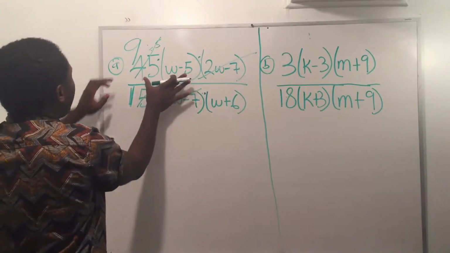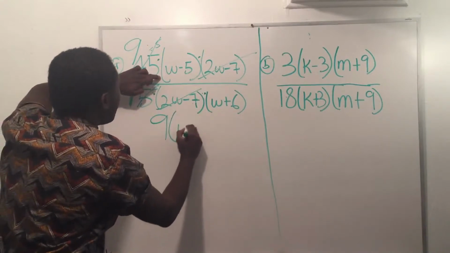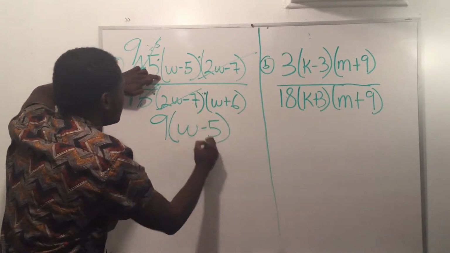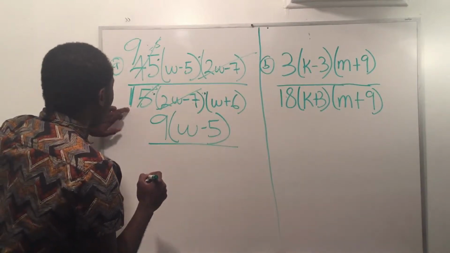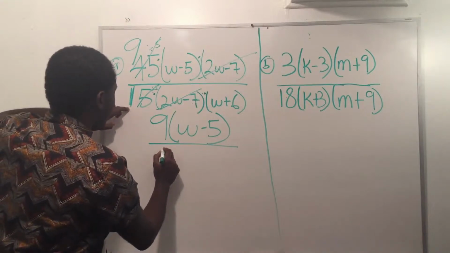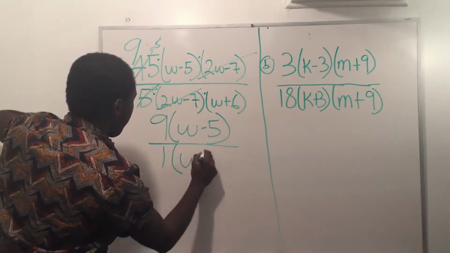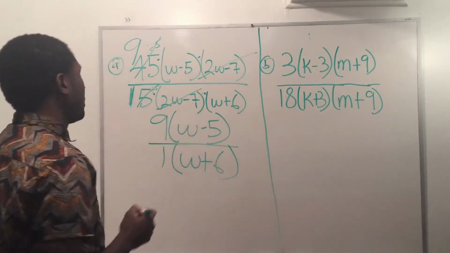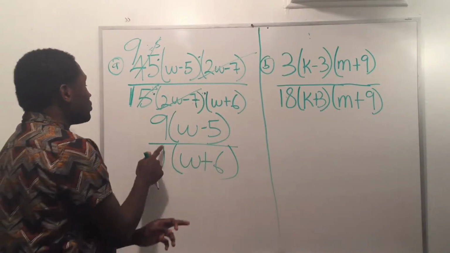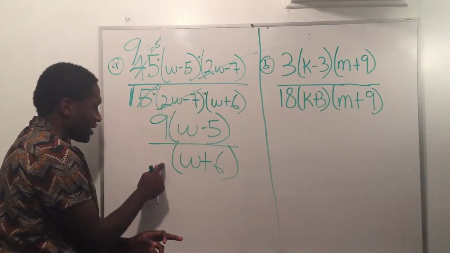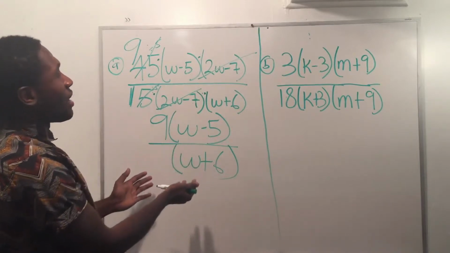So looking at the top, I have 9, and then I have parentheses W minus 5. That will be for the top. And then for the bottom, I have 1, and I have W plus 6. And whenever I have a 1 outside the parentheses, I can choose not to bring it, so I can just take it out. And that's it. That would just be my answer.